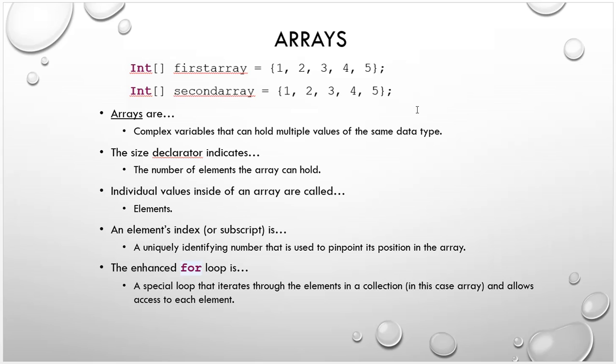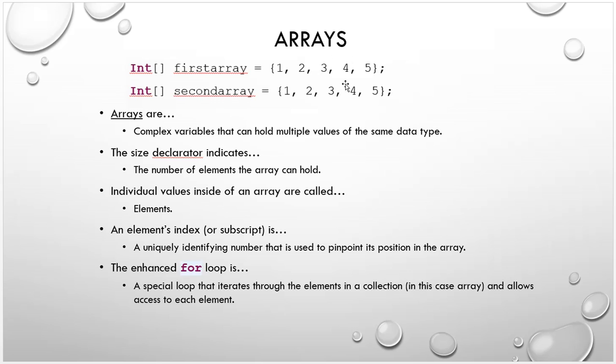So how do you refer to an element within an array? You use what is called an index. An index is basically a unique identifying number that is used to pinpoint its position in the array. And as I said before, with arrays we start counting the elements from 0. We don't start from 1. So in this instance, if you want to find the index that identifies 3 in the first array, we count 0, 1, 2. So 2 is the index for element number 3.